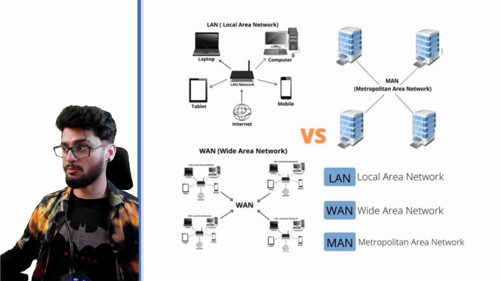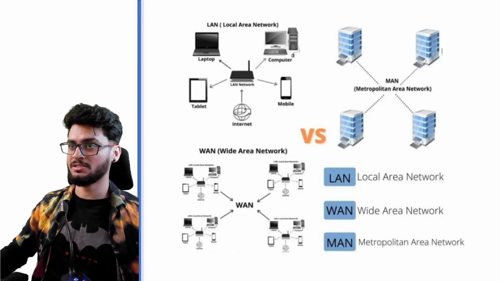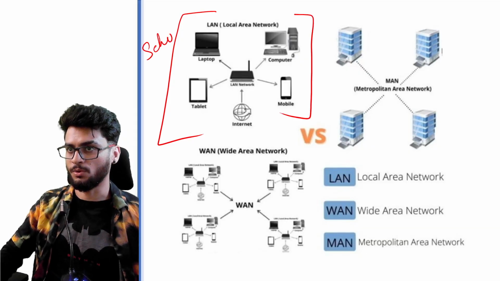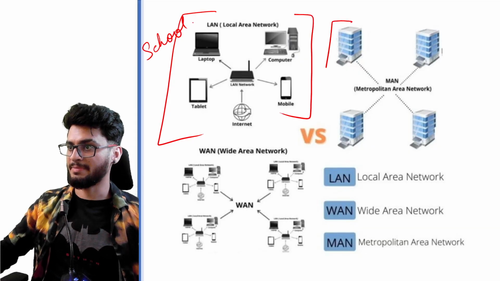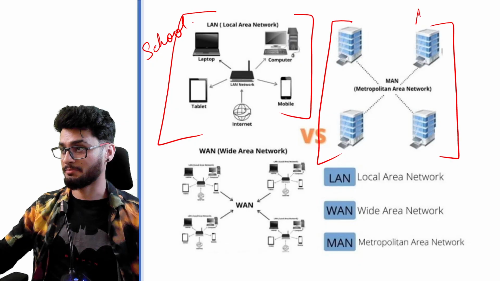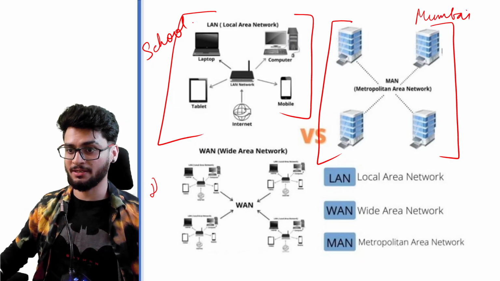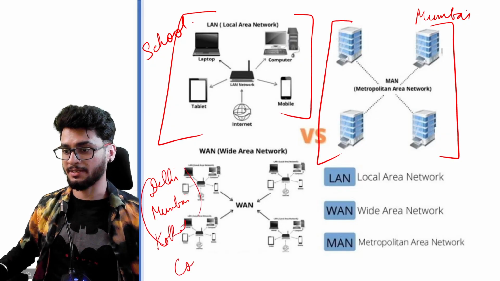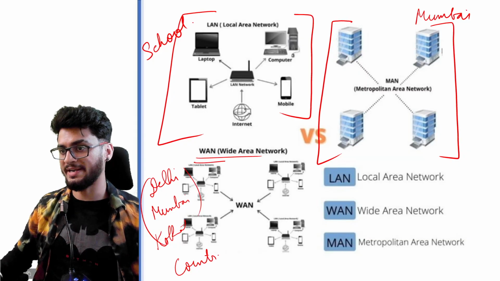So this is the diagram which can easily explain the difference. So local area network can be in your school. Then metropolitan area network can be many schools in a city, for example, Mumbai. And then many cities together like Delhi, Mumbai, Kolkata, which means an entire country is connected. So that is known as a wide area network.